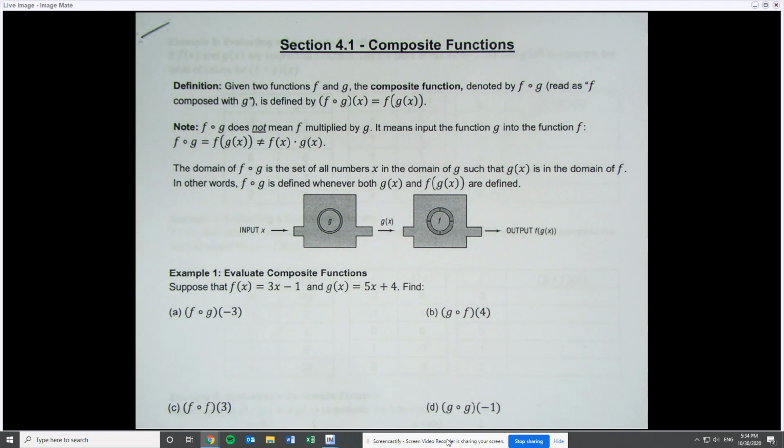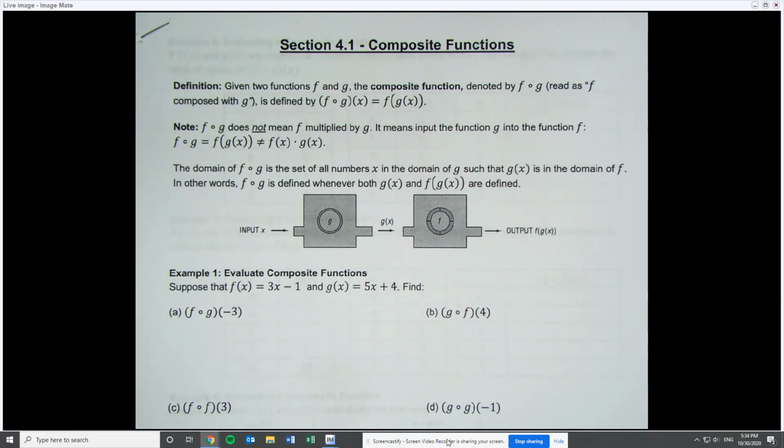Today we are going to begin on chapter 4, and our first lesson is discussing composite functions. Now, composite functions is a pretty straightforward concept. All it is, is taking a function of another function.